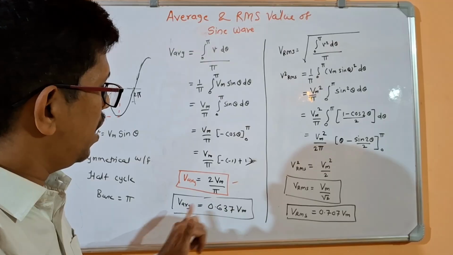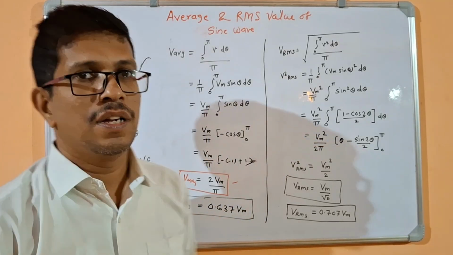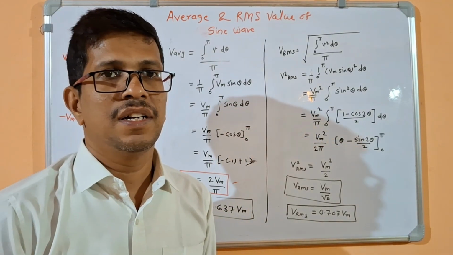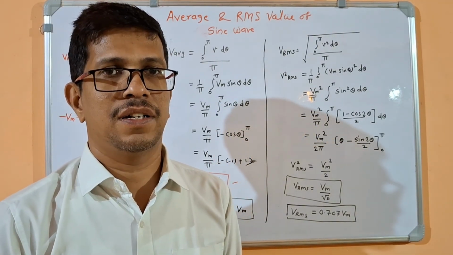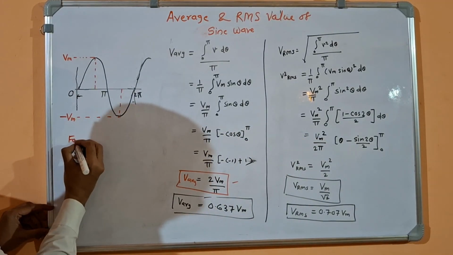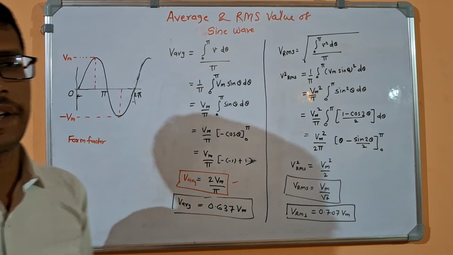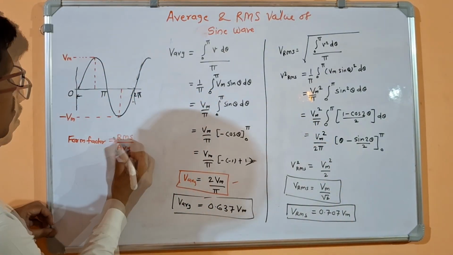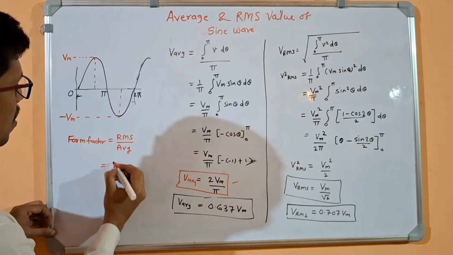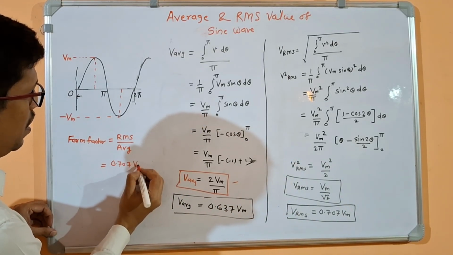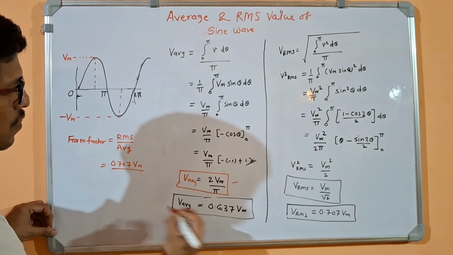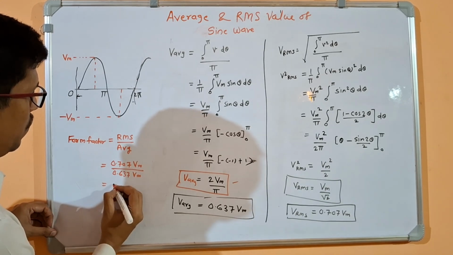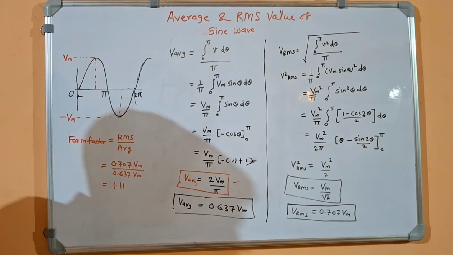So this is the relation between V RMS and Vm, and this is the relation between V average and Vm. Okay, so now by using these values we have to define the two factors, that is form factor and peak factor. First, form factor. Form factor is nothing but RMS value divided by average value. So the RMS value is 0.707 Vm divided by the average value, 0.637 Vm. So this will give me 1.11.